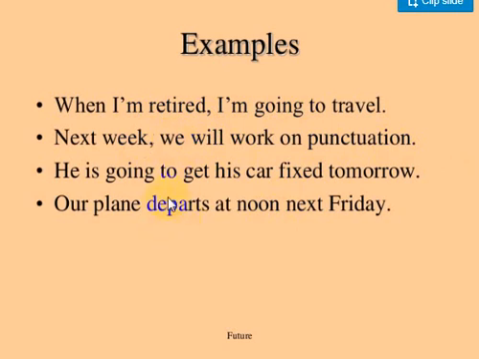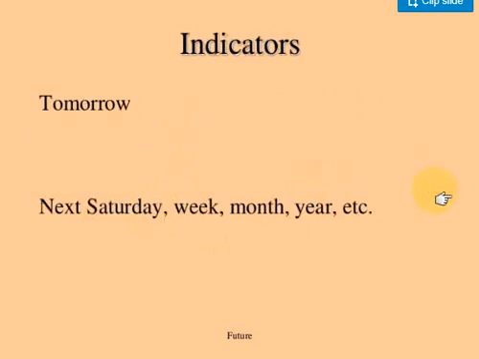Look here, it's a kind of using future but into present simple, because for scheduled timetables we use the present simple. Even if we have next or tomorrow or something that indicates the future, we use the present simple for schedules and timetables. Okay. Indicators: tomorrow, next Saturday, week, month, year, etc.